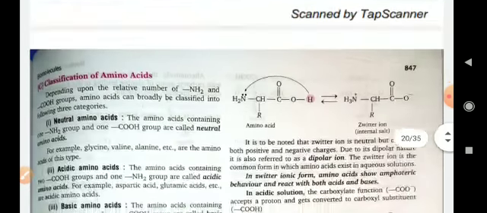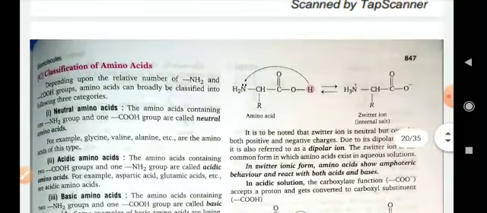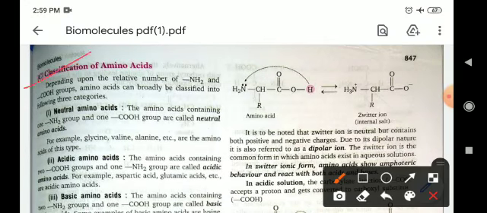Okay. Now, classification of amino acids. Depending upon the relative number of NH2 and COOH groups, amino acids can be broadly classified into the following 3 categories. Number 1, neutral amino acids: amino acids containing one NH2 group and one COOH group are called neutral amino acids. For example, glycine, valine and alanine.